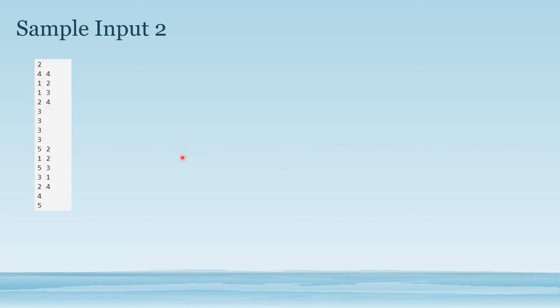Okay. So now let's consider sample input 2. Let's consider the second section. As I said, these are not useful, 3, 3, 3, 3. Okay. And here this is not used, 4 and 5.